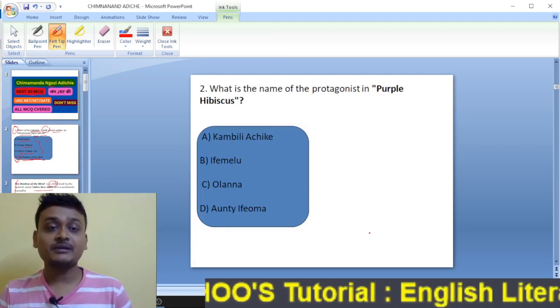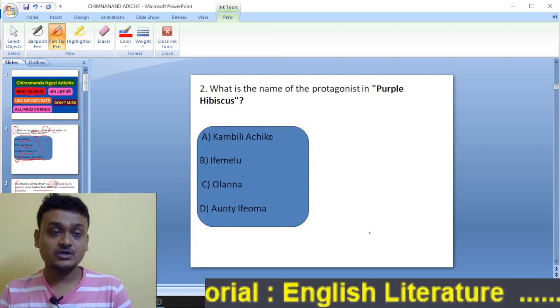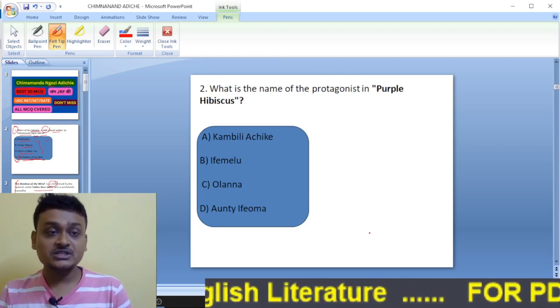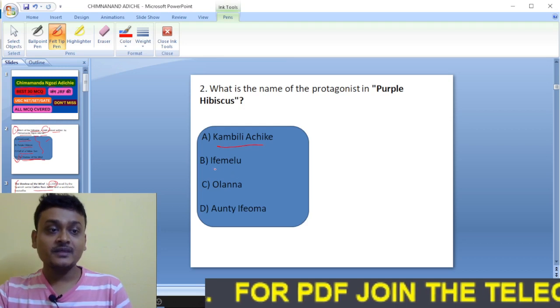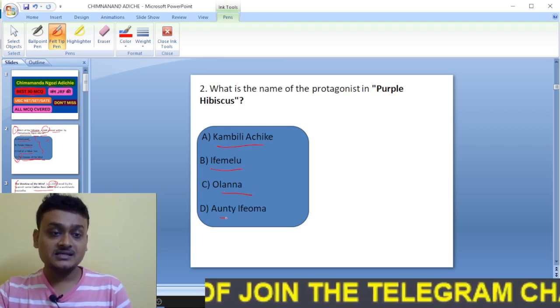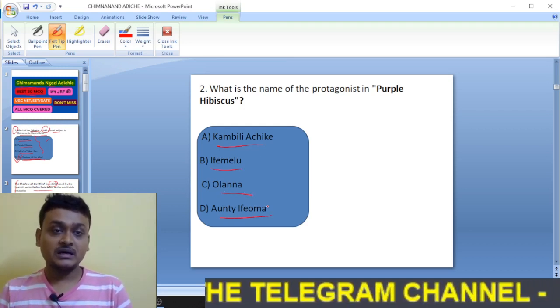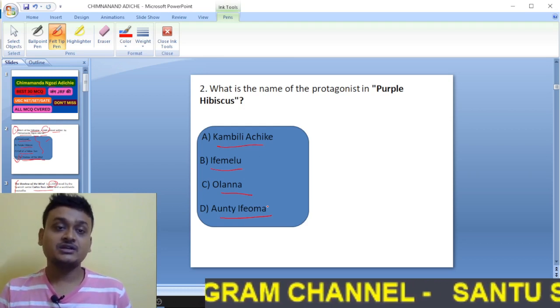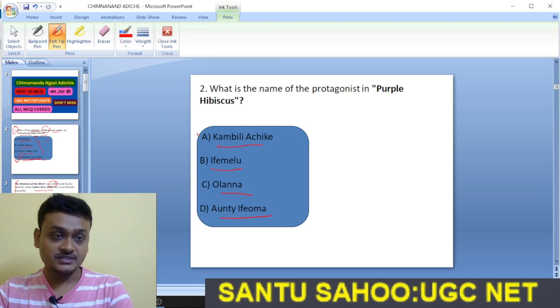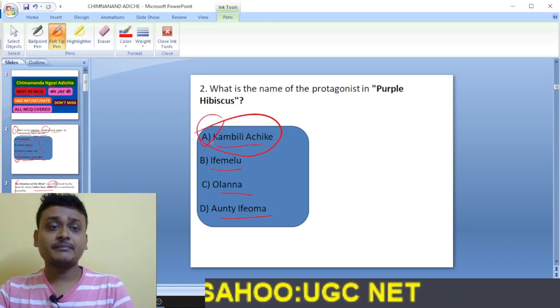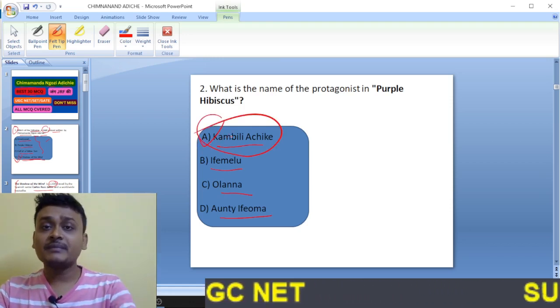What is the name of the protagonist in Purple Hibiscus? So you have to say the protagonist of Purple Hibiscus. Now your options are Kambili Achike, Ifemelu, Olanna, Aunty Ifeoma. So here the main character of the novel Purple Hibiscus is Kambili Achike.